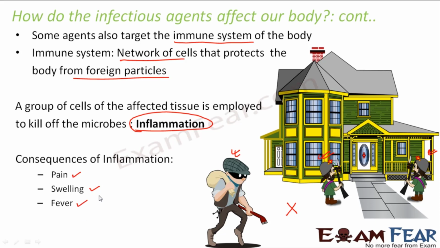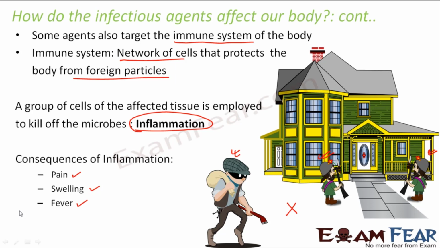So these are some of the consequences of inflammation. That is why you would have seen that when you get hurt, let us suppose you got a small hurt, immediately it doesn't start paining. It pains after a few seconds or after a few minutes. That's because as soon as you get hurt, it is like some foreign particle has entered your body, right? Now what will happen? That particular tissues, cells will start fighting. As soon as they start fighting, you tend to feel pain or swelling or fever.